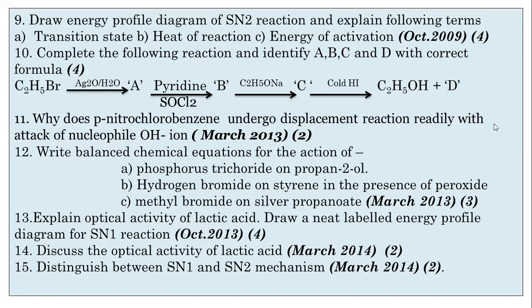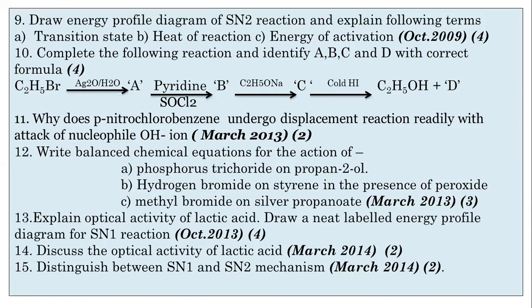silver. Silver means we have to write Ag first. Ag, then propanoate. Propanoate means this is an ester. How to identify it is an ester? Because it ends with ATE, propanoate. Three carbons are there. Means we have to write O, then C double bond O, AgO, C double bond O, CH3, CH2.